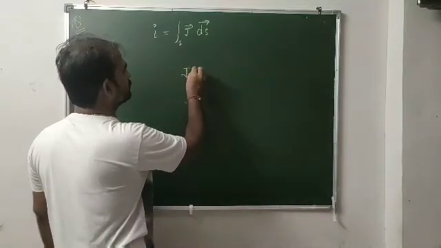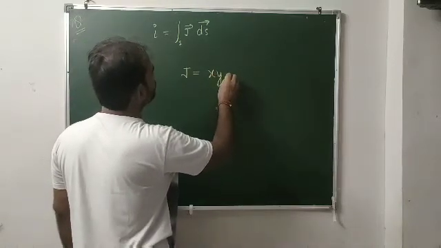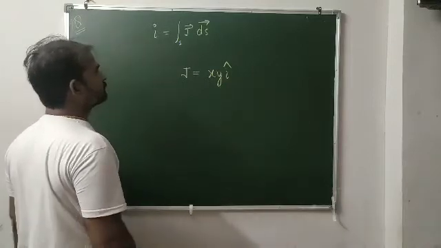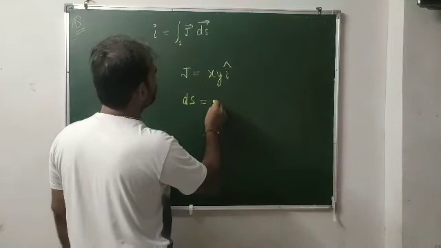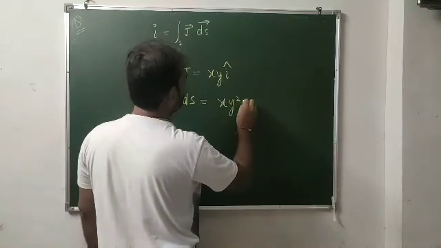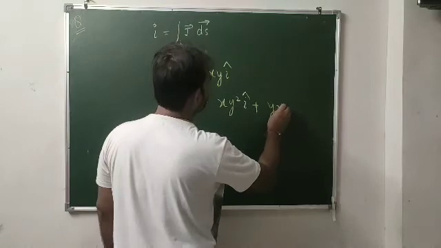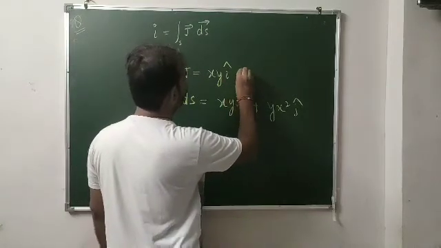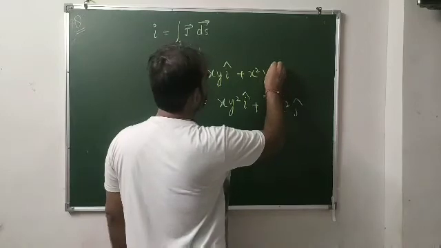Suppose you are given the value of J as xy i cap, and the value of dS is also given to you, and this is nothing but xy square i plus yx square j, and if you want to add, then you may write x square y j cap.